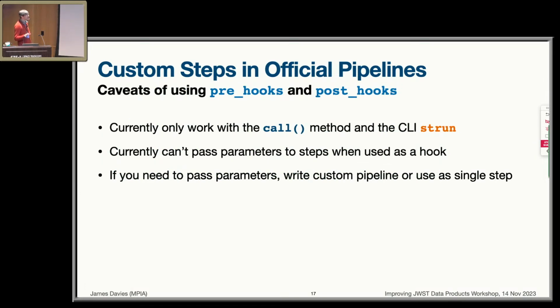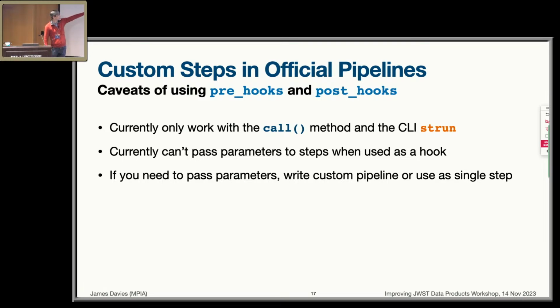So there's some caveats here. Currently, pre-hooks and post-hooks only work properly when you use the call method. So call is basically a class instance factory. It takes your class, your detector1 pipeline, makes an instance of it, and runs it. And you need the data to start with. So it only works with call and the command line. If you're using .run, you're sort of out of luck. That said, we might be able to fix that in the near future, and maybe I'll work on that this week.